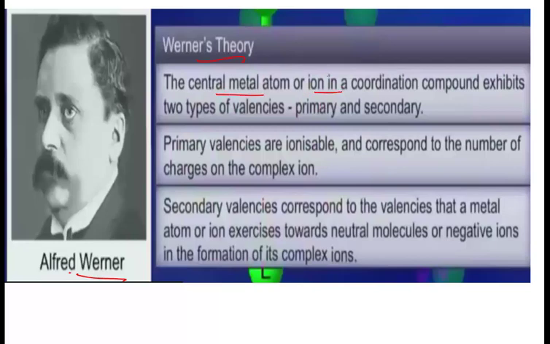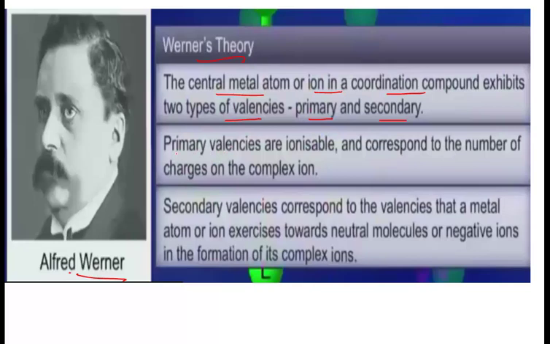The first postulate: the central metal atom or ion in a coordination compound exhibits two types of valencies, primary and secondary valencies. This was the first postulate given by Werner.